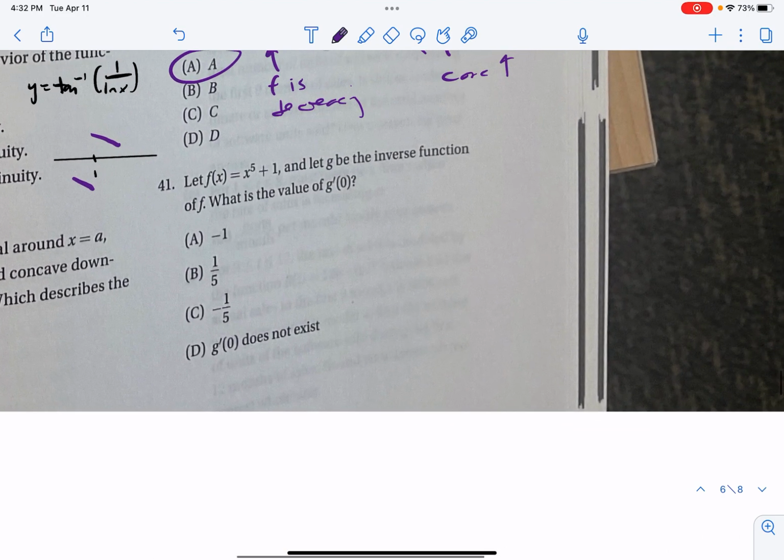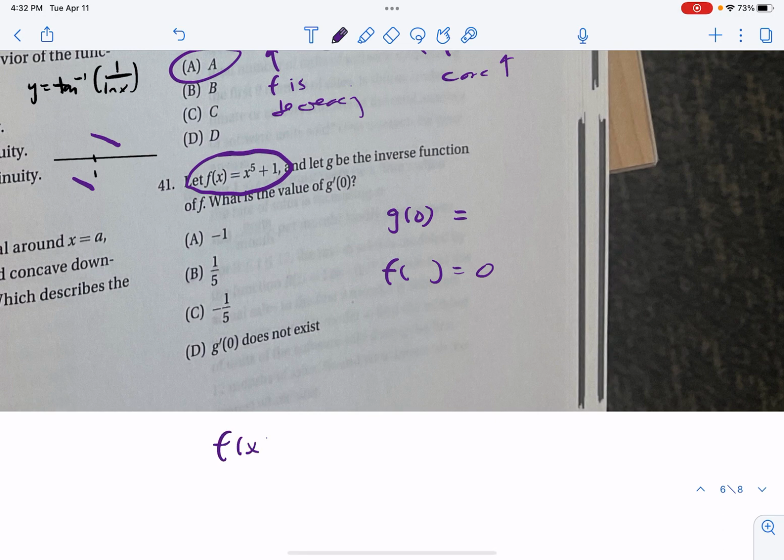Okay. Inverse functions again. So we want to find g prime of 0. So we need to think g of 0 equals something, f of something equals 0. They have this set up so that it should be pretty obvious, right? f of x equals x to the 5th plus 1 equals 0, which means x to the 5th is negative 1. That would have to be negative 1.